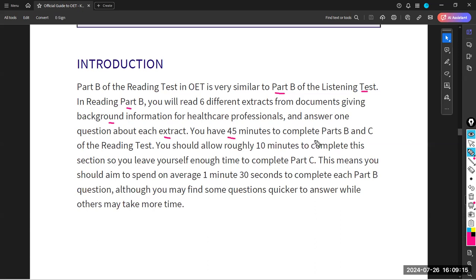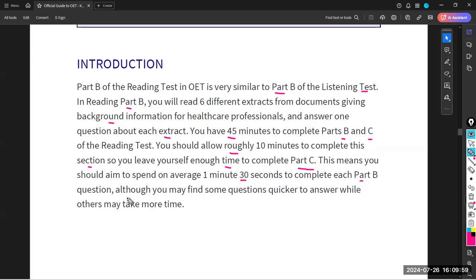We have 45 minutes to complete parts B and C. If you remember, when discussing part A, we said that we have to finish all of part A within 15 minutes. Now, part B with part C, we have to finish answering all the questions in 45 minutes to complete the 1 hour. You should allow roughly 10 minutes to complete this section, so you leave some time to complete part C, because part C is the longest.